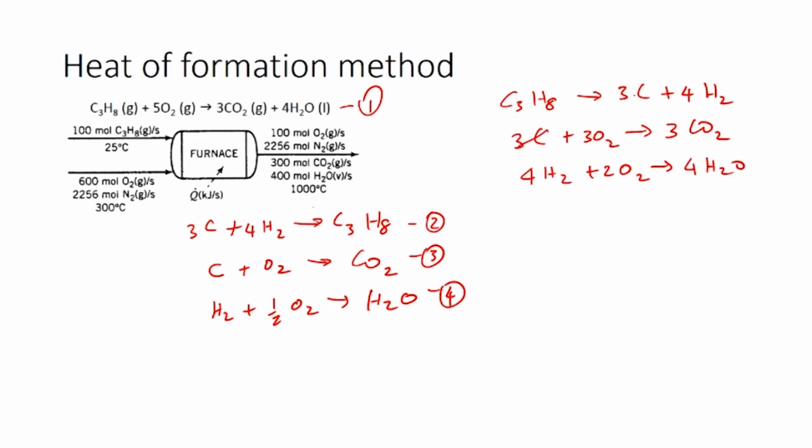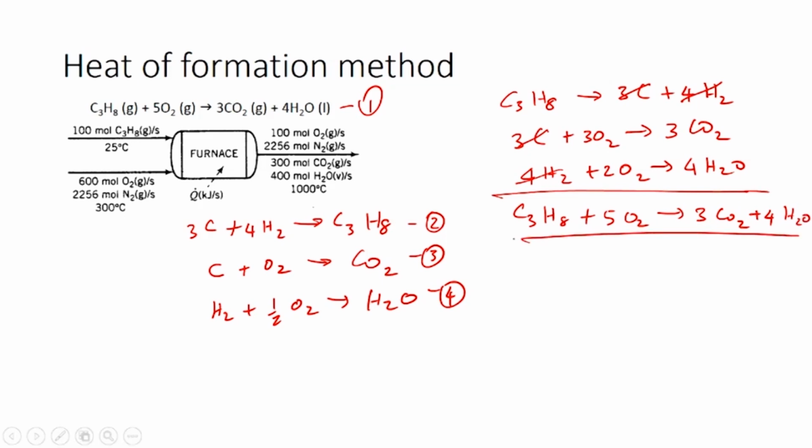Now, 3 carbon and 3 carbon get cancelled, 4 hydrogen and 4 hydrogen get cancelled. So, you now have 3 moles of oxygen and 2 moles of oxygen adding up to 5 moles of oxygen. You have 1 mole of propane. So, this is C3H8 plus 5 moles of oxygen forming 3 moles of carbon dioxide plus 4 moles of water. So, this is equation 1. All we did was multiply equation 3 by 3 and equation 4 by 4 and flip equation 2 to get the equation of interest.